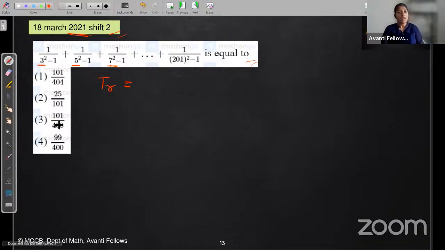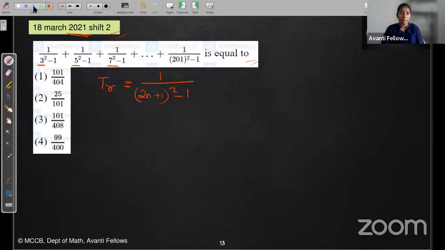Okay. So these are odd numbers, right? 3, 5, 7. All these terms are odd numbers. So what can I write here? I can write 1 divided by 2n plus 1. So the general term for 2. Okay. I can write this.